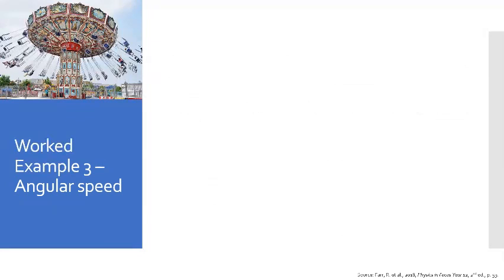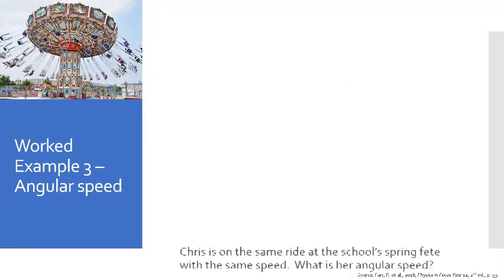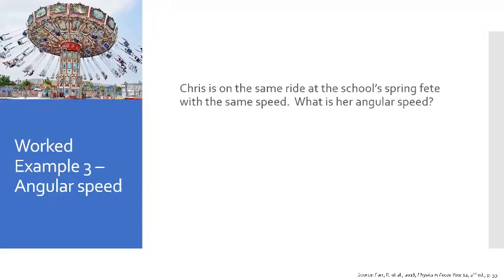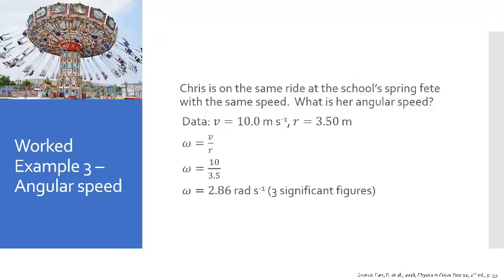In our third worked example, we're going to be looking at angular speed, and Chris again is on this same ride at the same school, at the same Spring Fete, the same speed. The question is, what is her angular speed? First step, data. We know that v equals 10 meters per second and the radius is 3.5 meters. That hasn't changed. Omega equals v on r is the formula that we need to use. So it's simply a matter of substituting 10 divided by 3.5 to find 3.86 radians per second, correct to 3 significant figures.